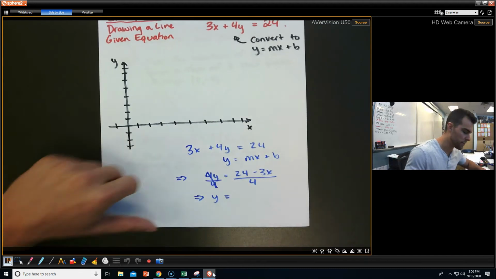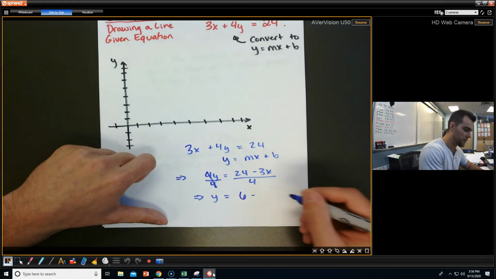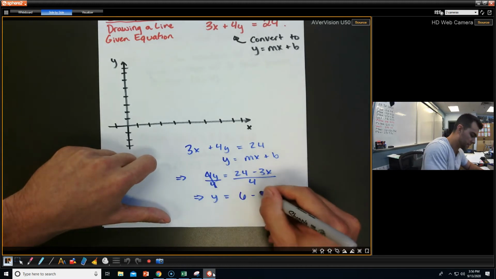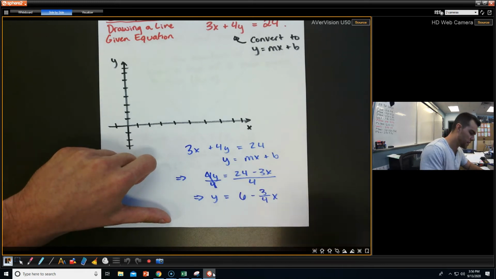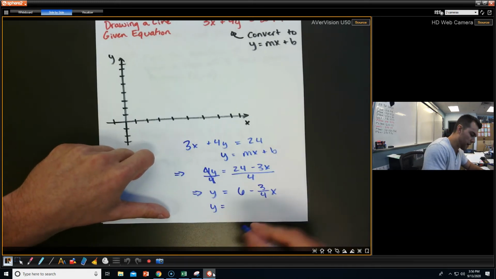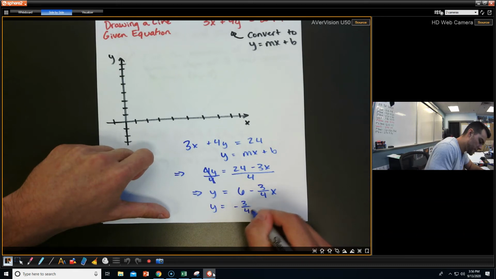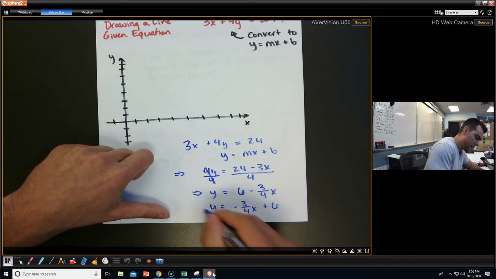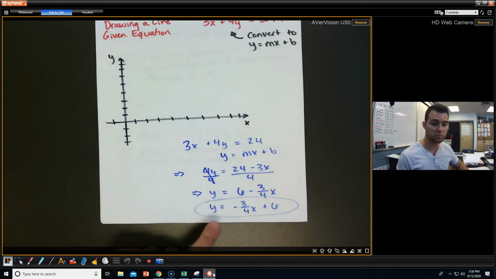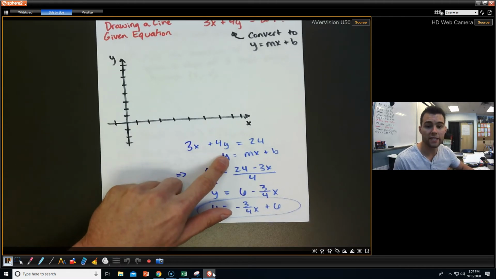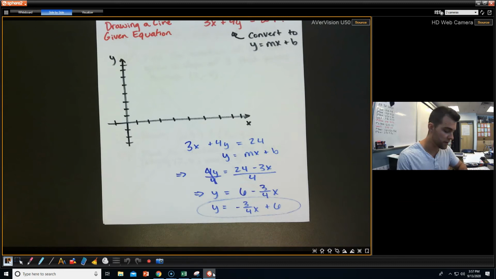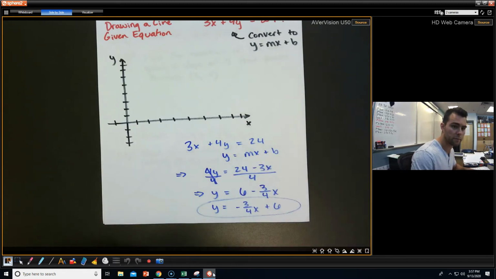So I get y equals, and I'm dividing both these terms by 4. So 24 divided by 4 is 6. And then 3 divided by 4 is 3/4. So minus 3/4 x. And if you want to rearrange this further, you could do y equals negative 3/4 x plus 6. And now it looks like y equals mx plus b. Okay? So that's how you do it. You get your y by itself, and it'll kind of work itself out to look like slope-intercept form.